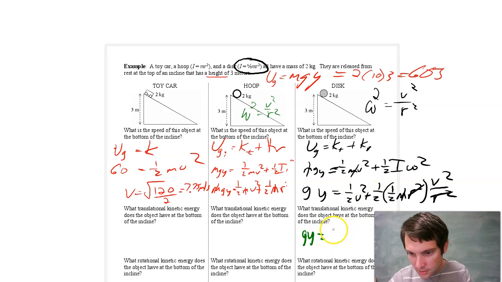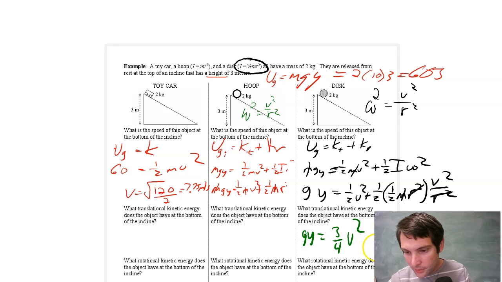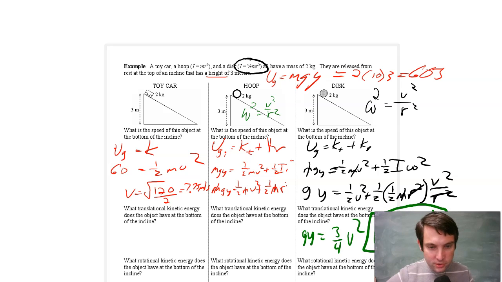So this becomes gy equals 3/4 v squared. Solving for v squared, multiplied by 4/3 on each side, we get v equals 6.32 meters per second. I jumped ahead, but there's your answer so you can check yourself.